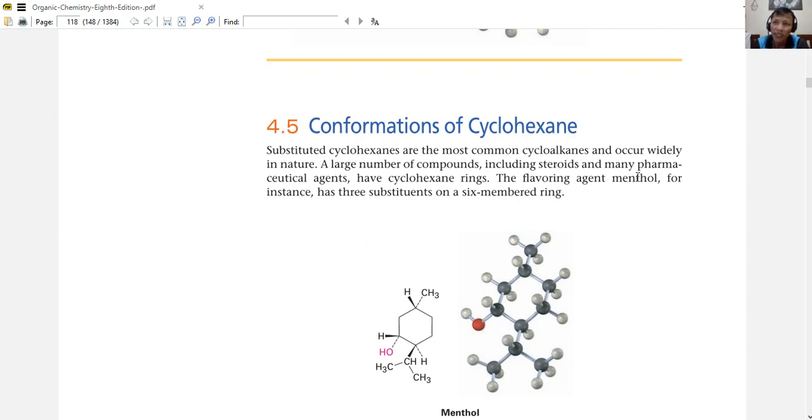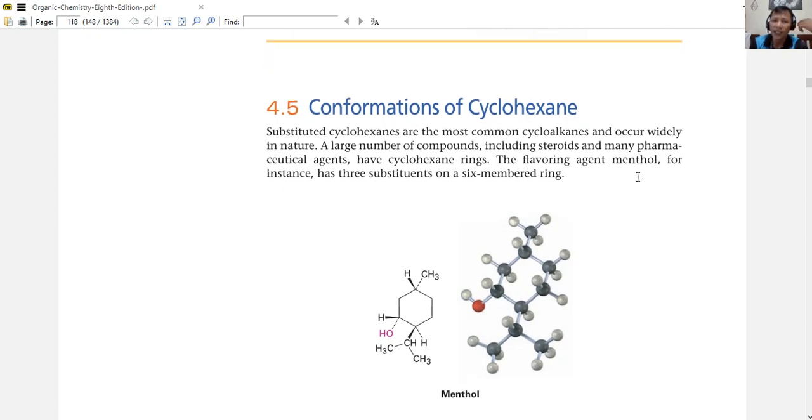We're talking about medicine or anything that interacts with our cell. If it is inside us, they are bioactive compounds. The fact that they are active means they interact with our system or the system of those living things. Those pharmaceutical agents have cyclohexane rings. The flavoring agent menthol, which is cool to our taste, actually has a cyclohexane ring with it.